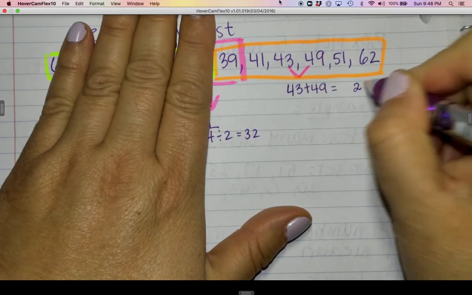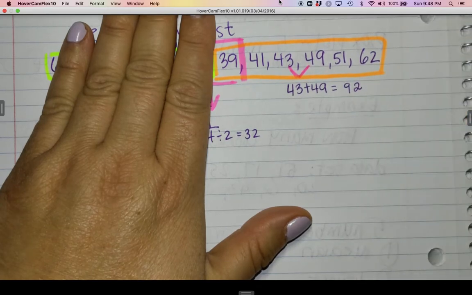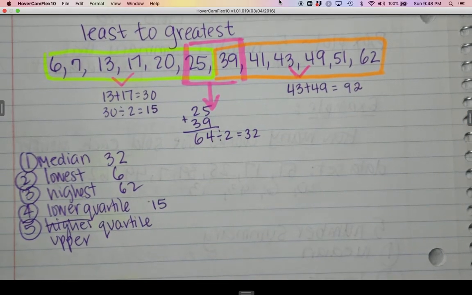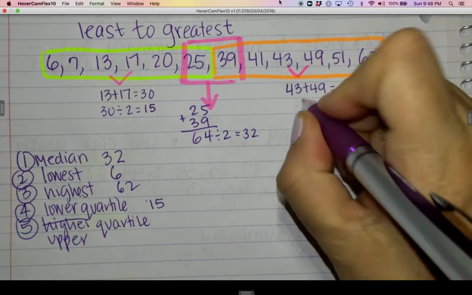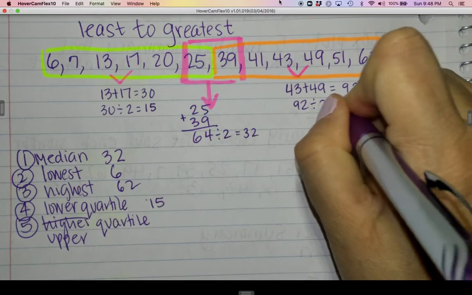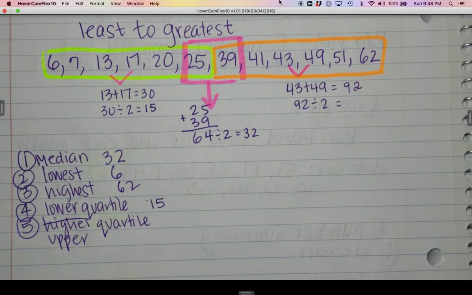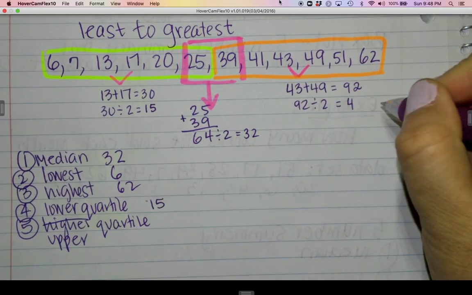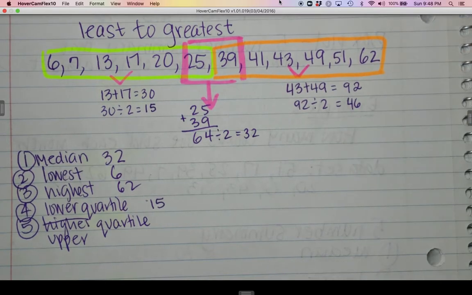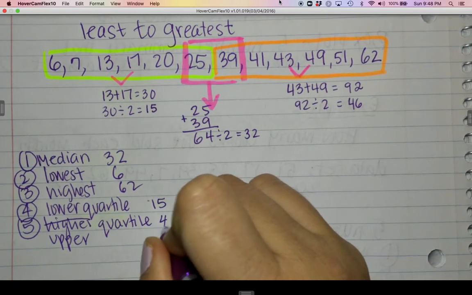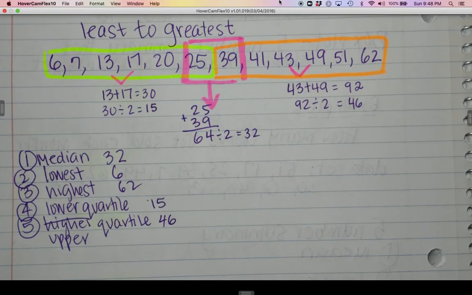So 43 plus 49, 12, 8, 92. Then I do 92 divided by 2. 2 goes into 9 4 times with 1 left over, which means 2 goes into 12 6 times. So my upper quartile number is 46.